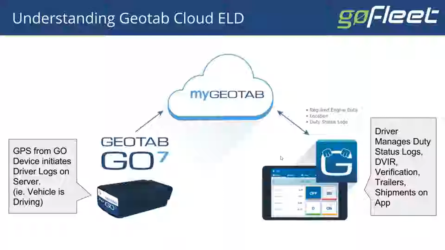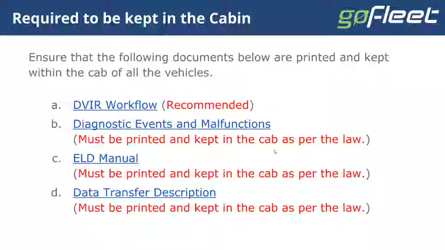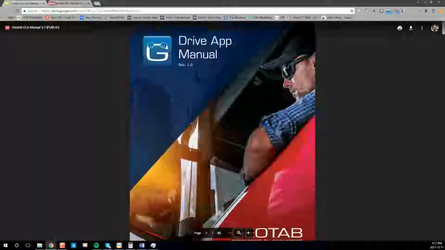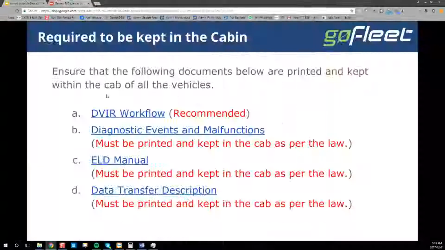Talking also a little bit about what you need to keep in the cabin as part of the mandate. You need to print out the diagnostic events and malfunctions worksheet, the ELD manual, as well as the data transfer description, which describes how to transfer logs from the app to the officer if you are pulled over. There's also the DVIR workflow, which you can keep in the cab. For any one of these documents, you can click on it to access a link to the actual manual if you need to print it out and keep it in the cab.